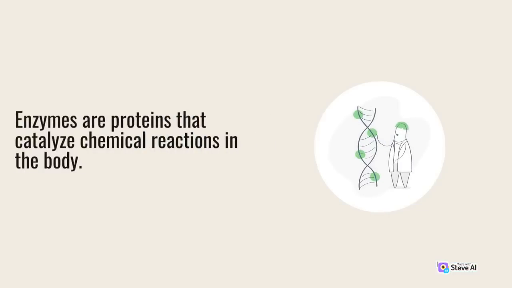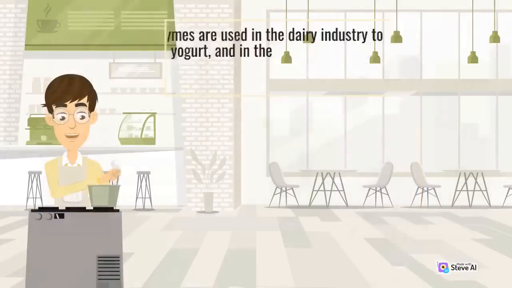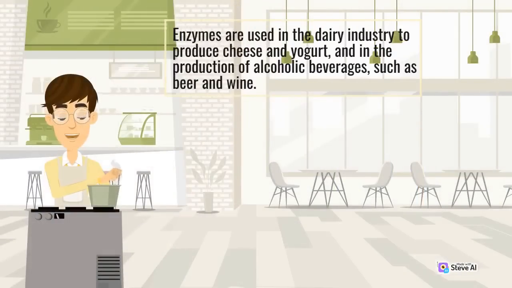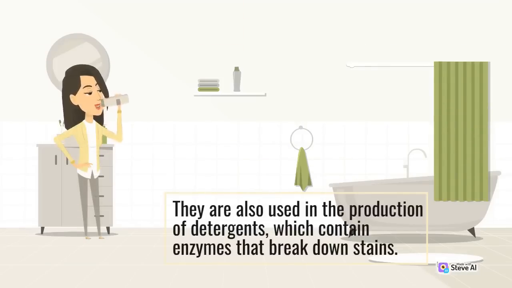Enzymes are proteins that catalyze chemical reactions in the body. They are essential in many industrial applications, including the production of food, beverages, and pharmaceuticals. Enzymes are used in the dairy industry to produce cheese and yogurt, and in the production of alcoholic beverages, such as beer and wine. They are also used in the production of detergents, which contain enzymes that break down stains.